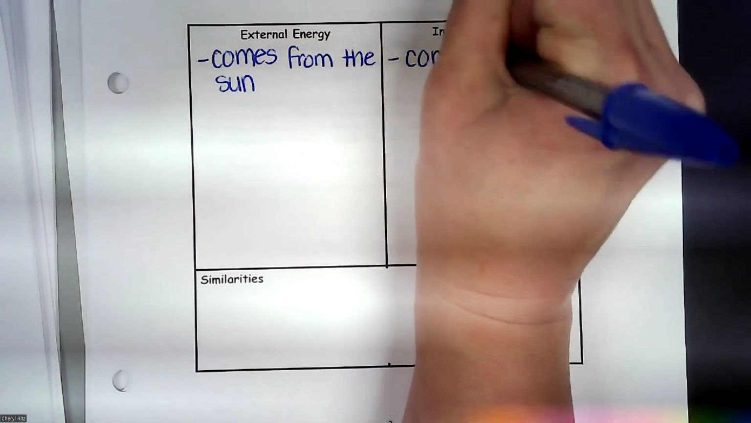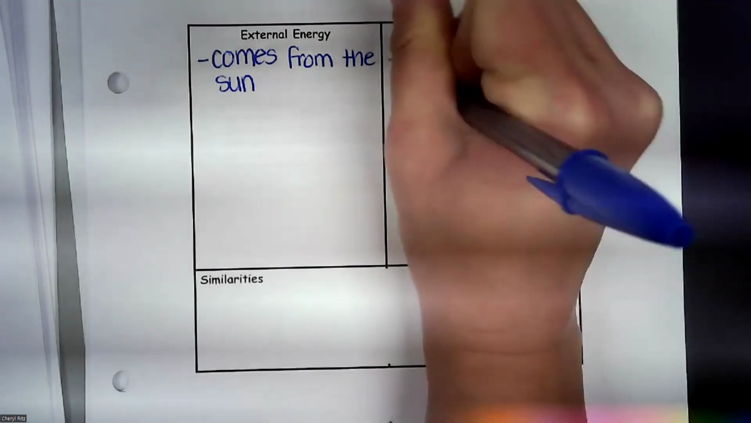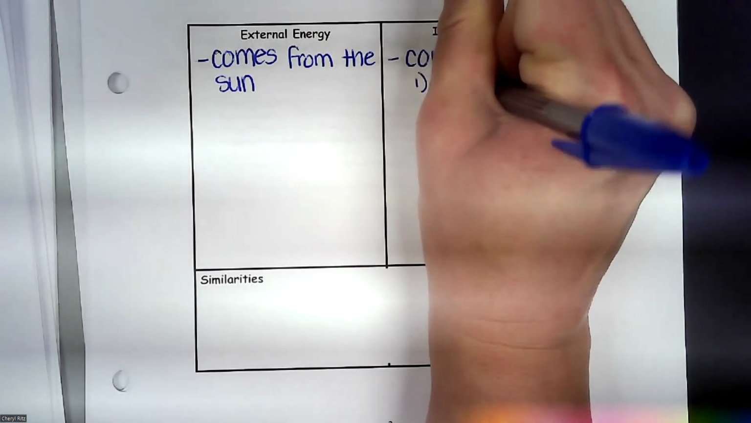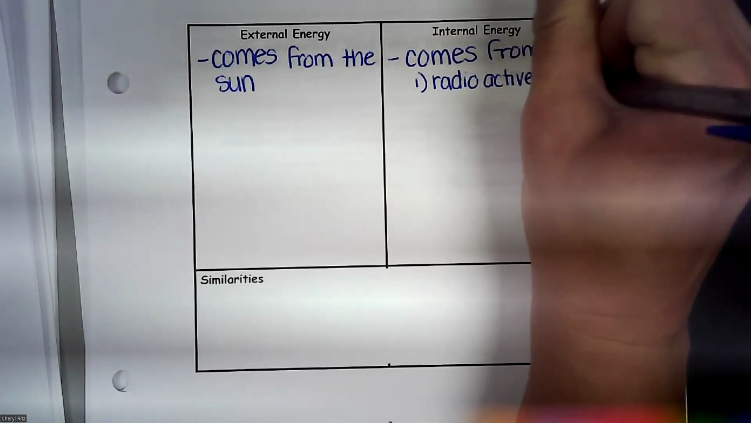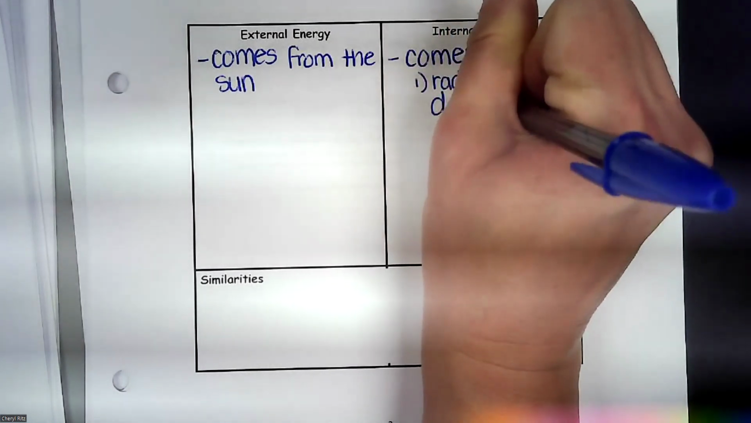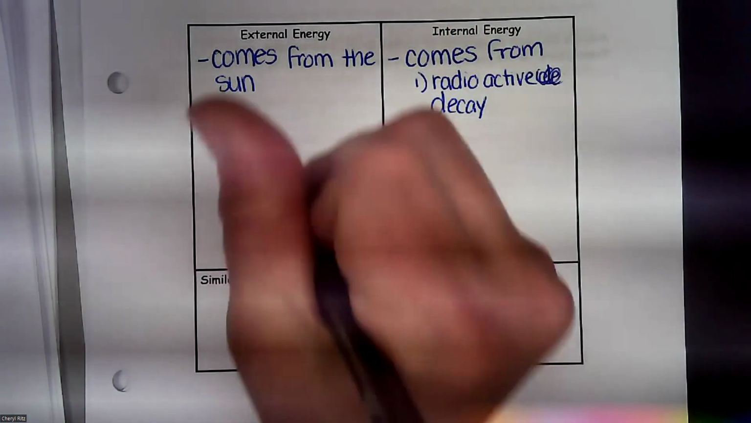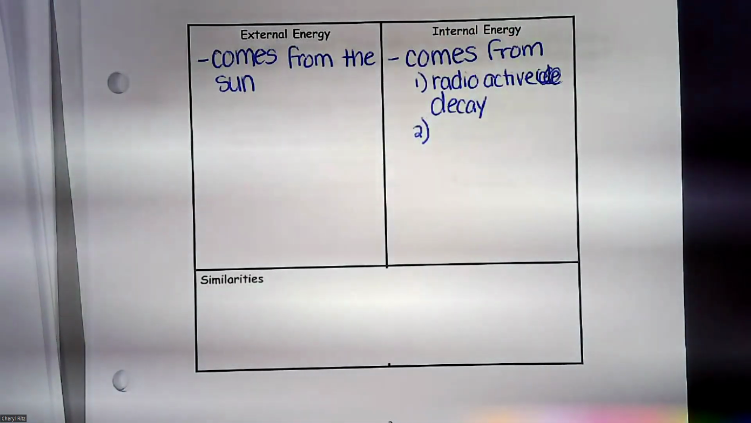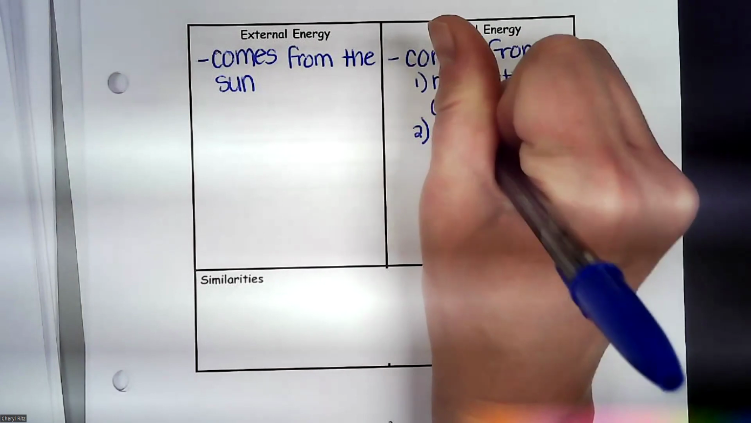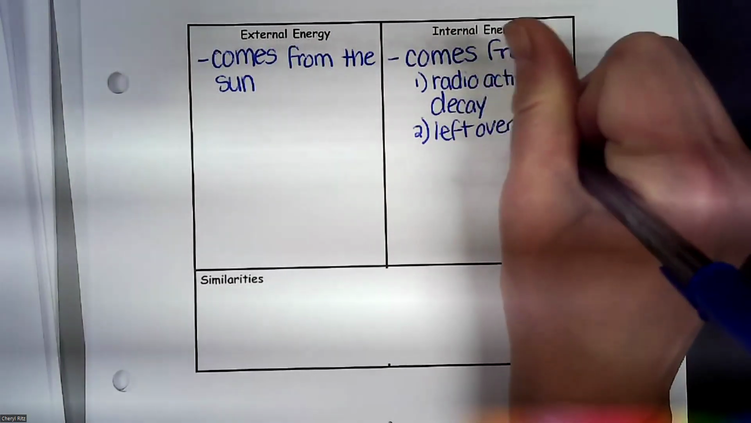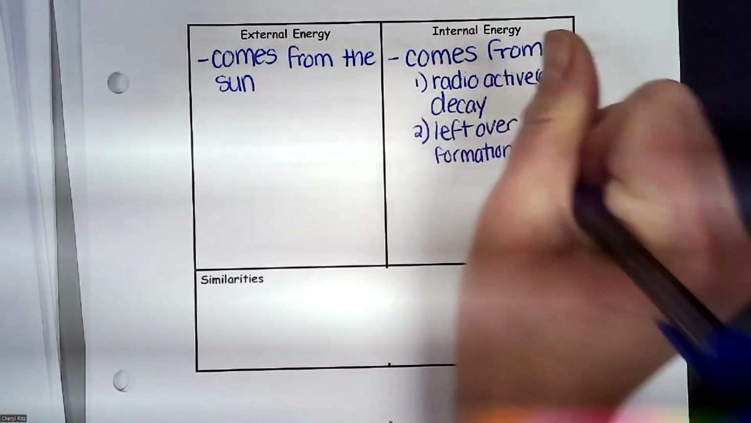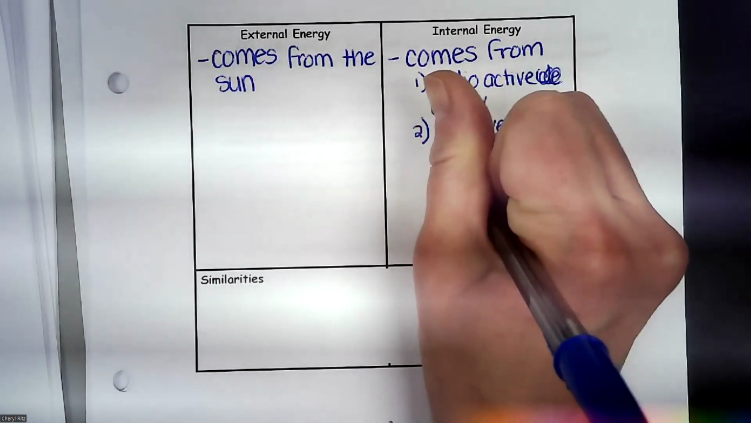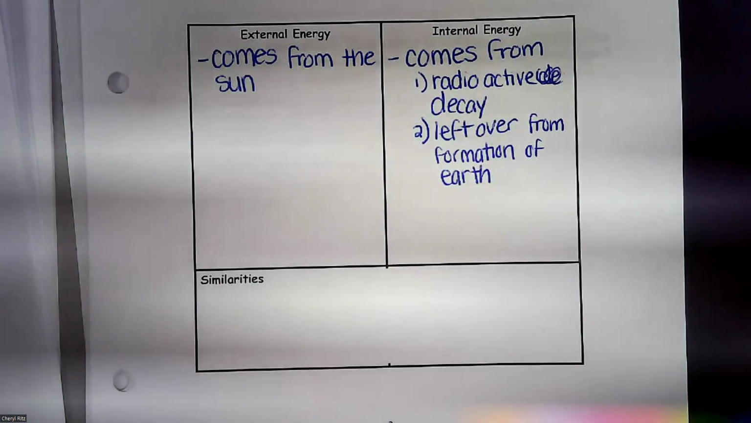Okay, so it comes from, there are two places. One is radioactive decay. Radioactive is one word, despite how I wrote it. And where's the other place it comes from? Okay, yep. Left over from formation of Earth. Hey, Alex, you're on a roll. What's a similarity? You do too.